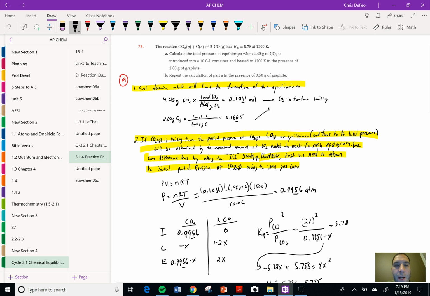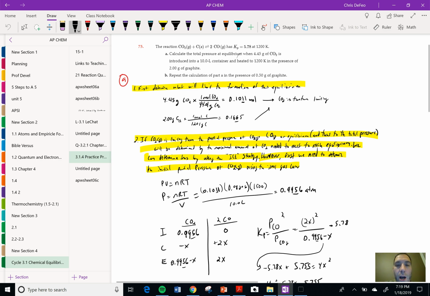And the other thing to keep in mind is that just because the concentration of the solid will remain constant throughout the reaction, it doesn't mean that the amount of the carbon, so the moles of carbon, stays the same. You will lose carbon, but the concentration of it remains the same. And that's kind of hard to swallow, but it's very important to keep that in mind. All right, so let's look at this.